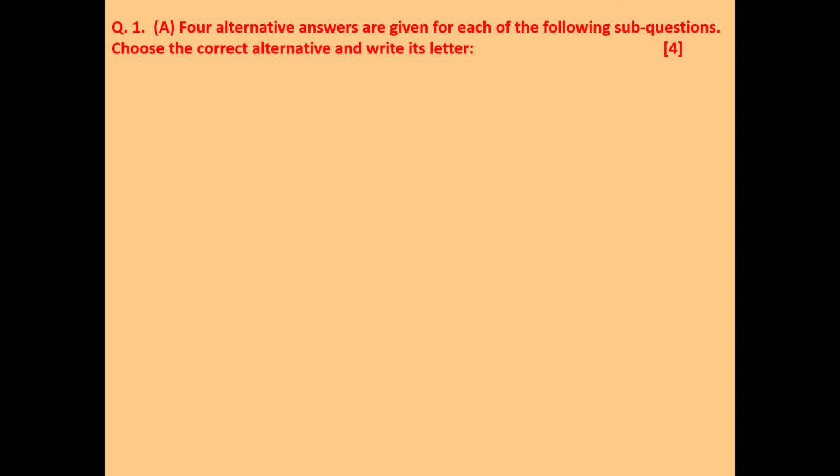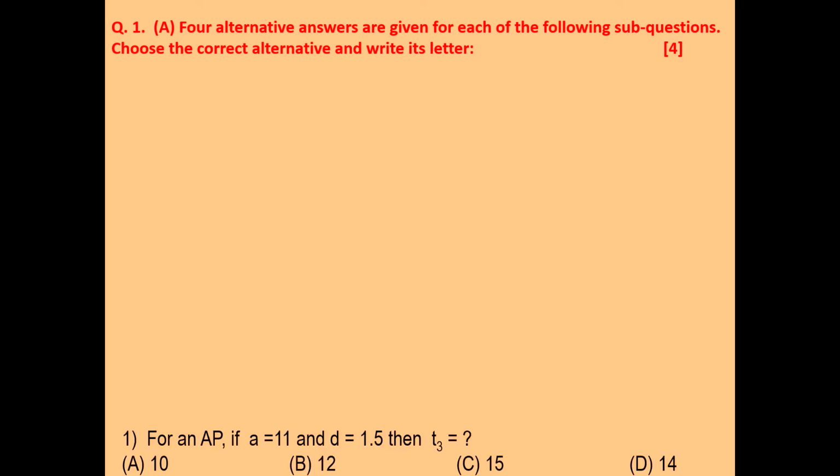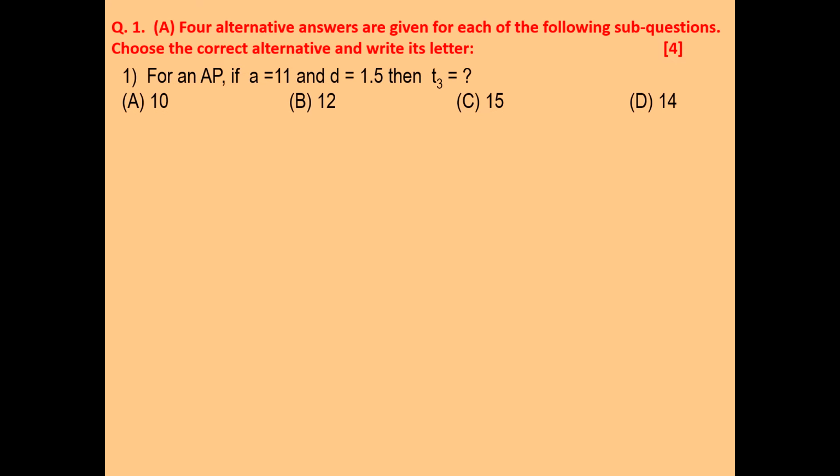Now let us see the first question. First A, 4 alternative answers are given for each of the following sub questions. Choose the correct alternative and write its letter. In that, the first one: for an AP, if a equals 11 and d equals 1.5, then find t3. A 10, B 12, C 15 and D 14.